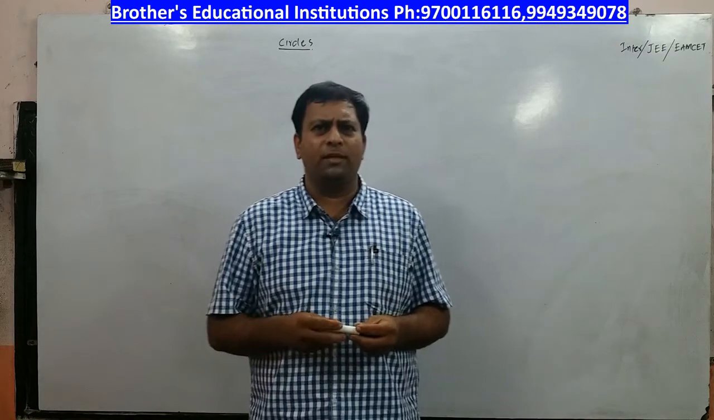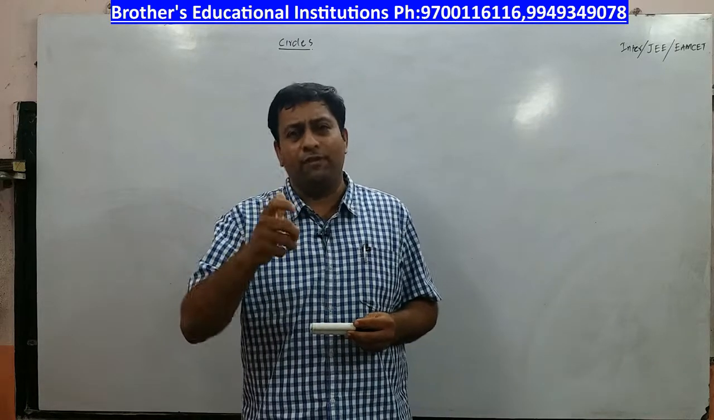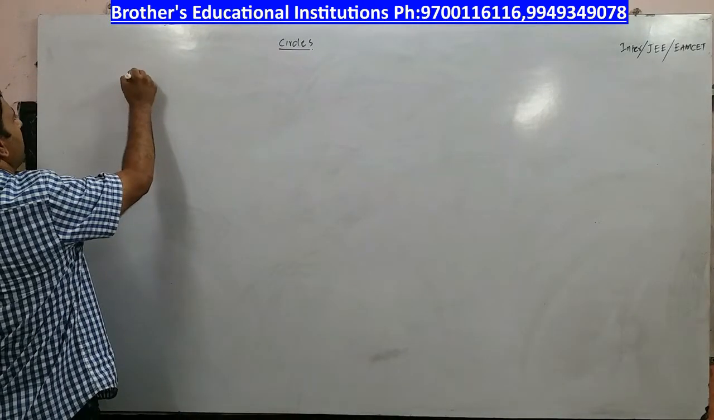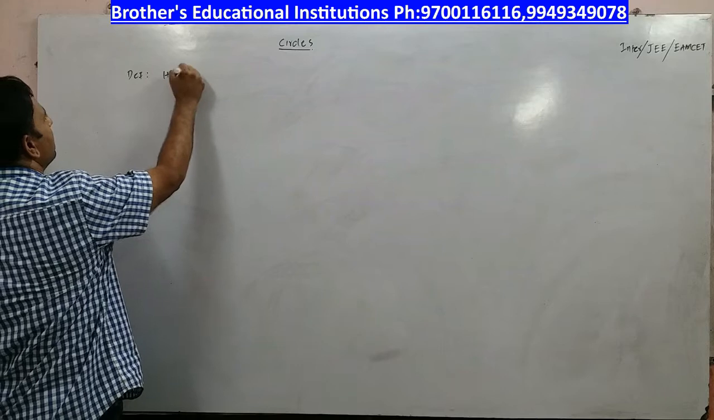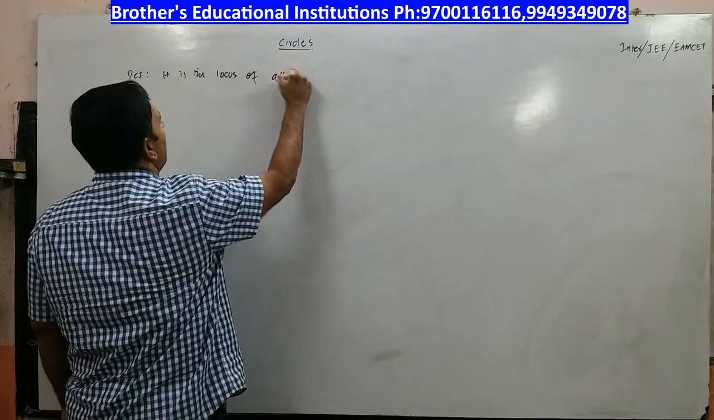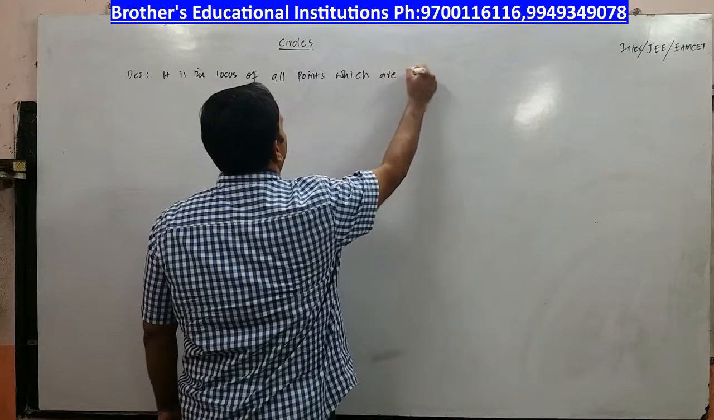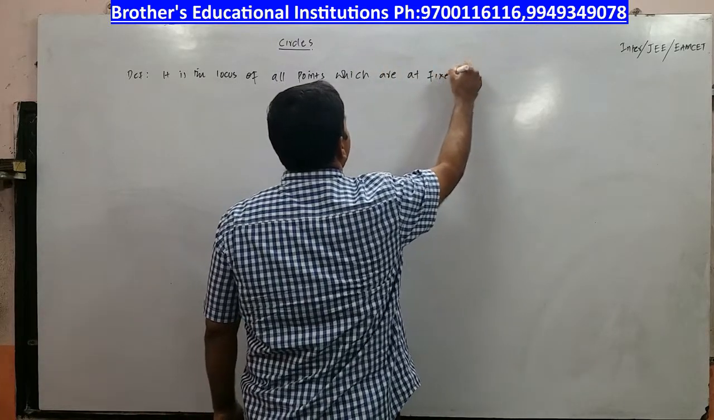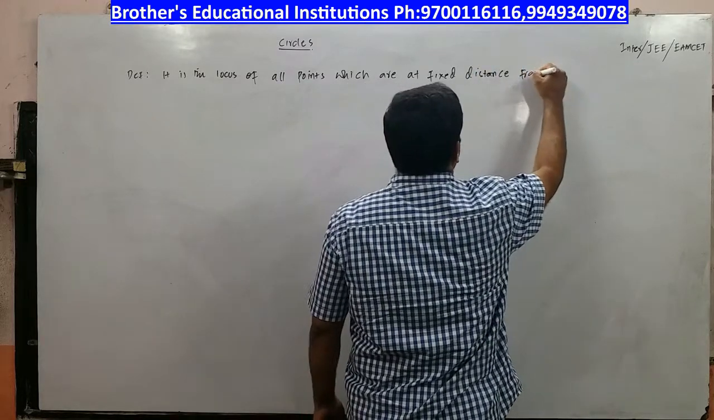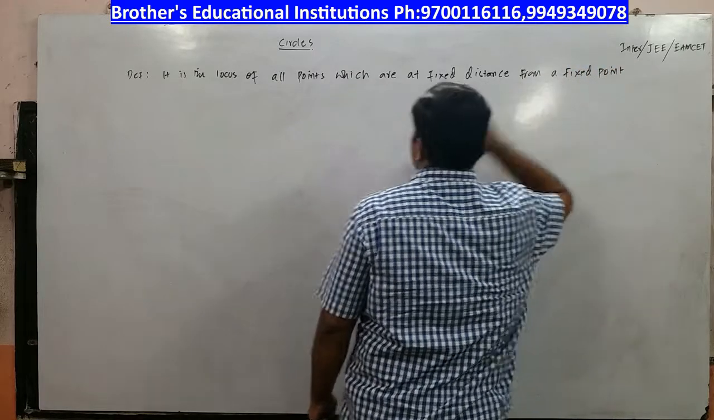Before we go to the concept and try to understand what the equation of a circle is all about, let me explain to you the definition of a circle. It is the locus of all points which are at a fixed distance from a fixed point. Fixed distance from a fixed point, right?